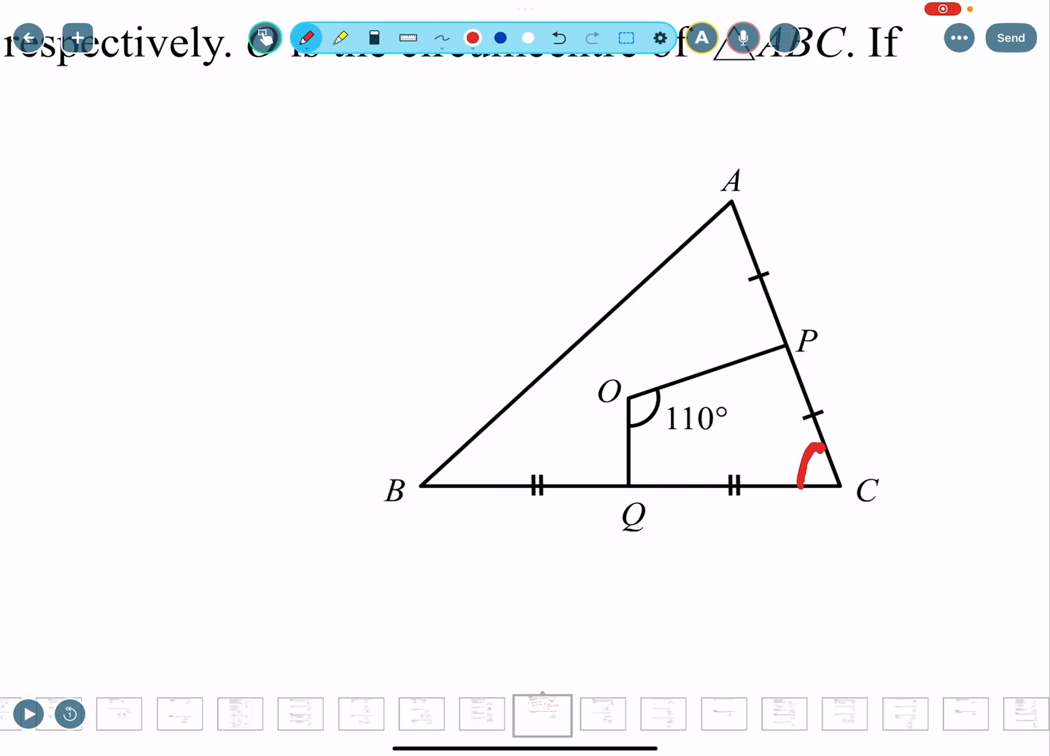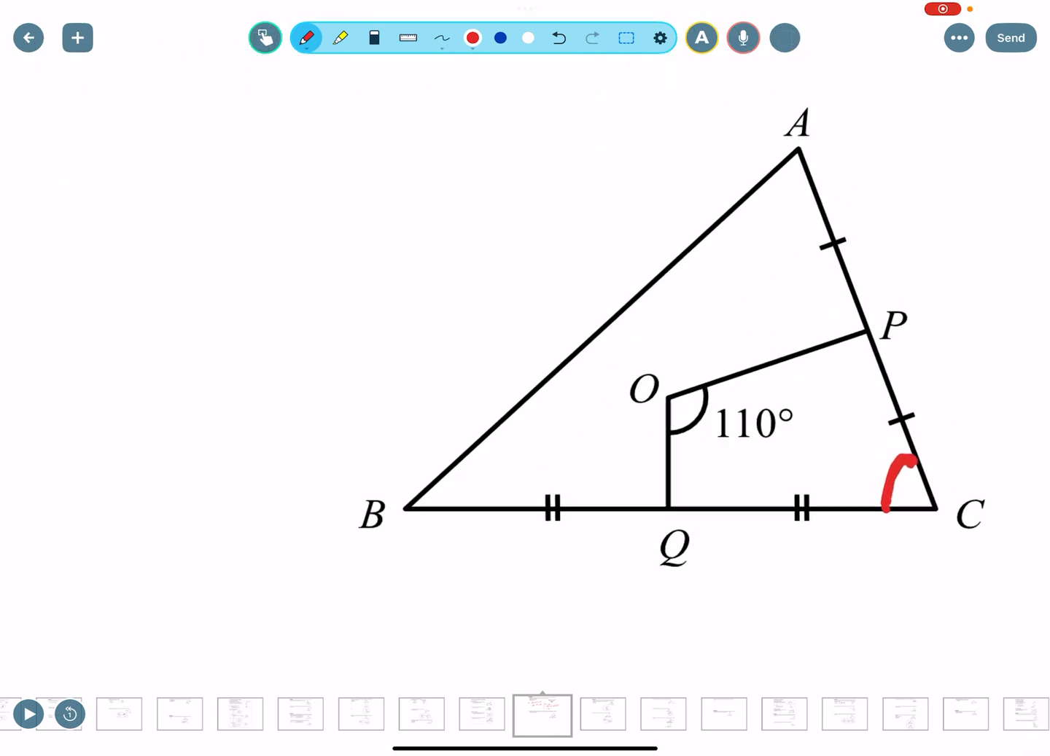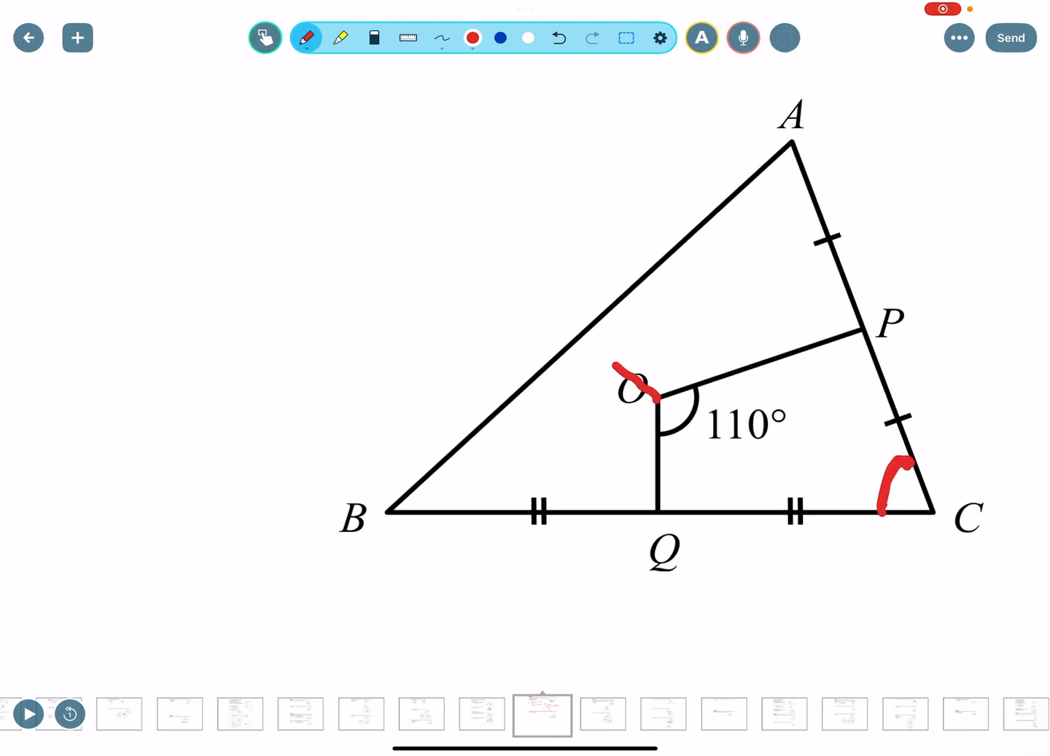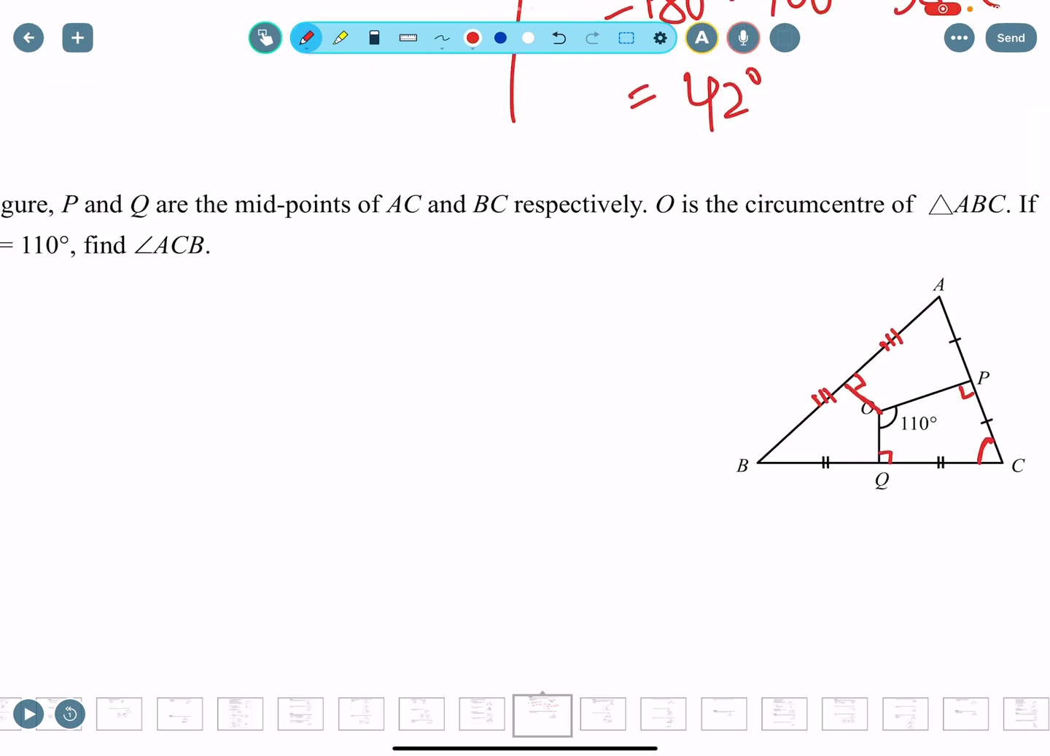Now, if O is the circumcenter, the way we produce the circumcenter is perpendicular bisector, right? We gotta make sure that these are equal and perpendicular as well. So actually, we have two additional pieces of information there because the two lines used to make the circumcenter are perpendicular. Angle OPC equals angle POQ equals 90 degrees.